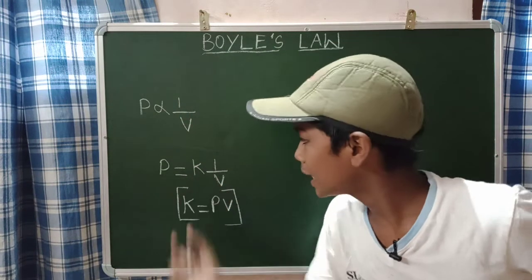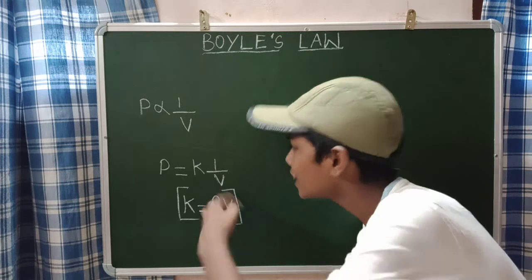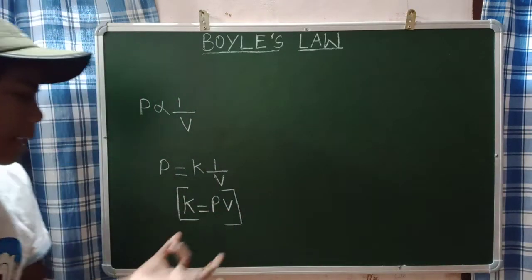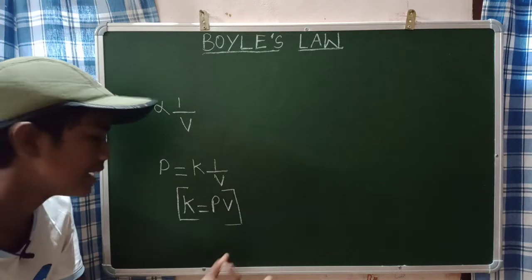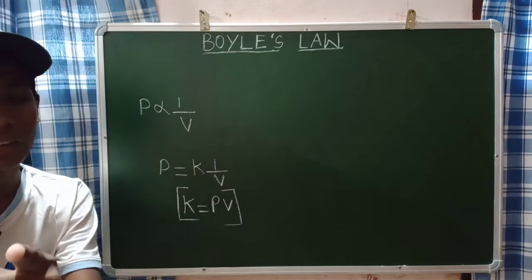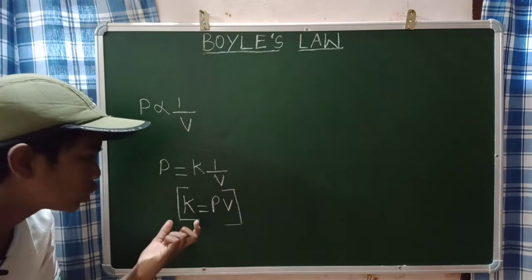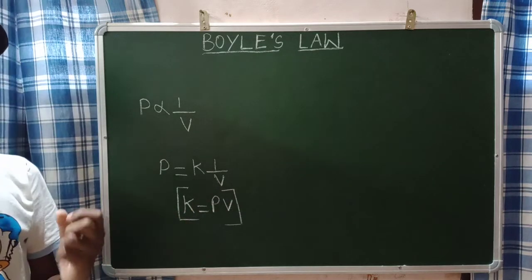This K will be nothing but P into V, just cross multiplying. Very simple, na? If P is equal to K into 1 by 3, then your K will be nothing but PV. What is this K? Boyle's constant, as earlier I told. So the magnitude of Boyle's constant is P into V.